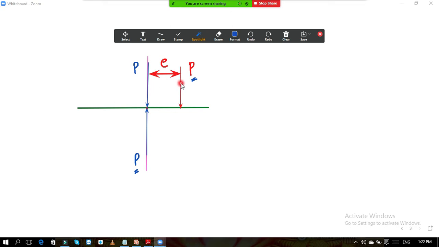So the moment of a couple can be calculated as one of the forces into the distance or lever arm. So one of the forces is P, and the lever arm is E. So what will be the resultant?